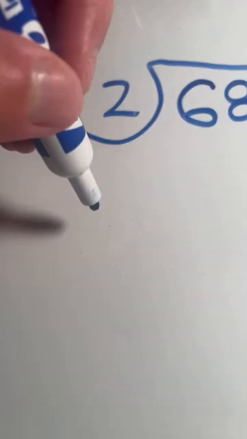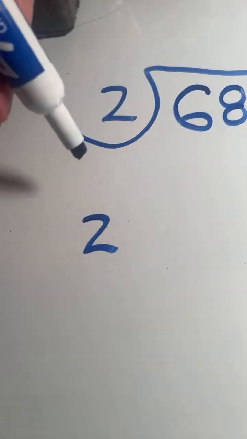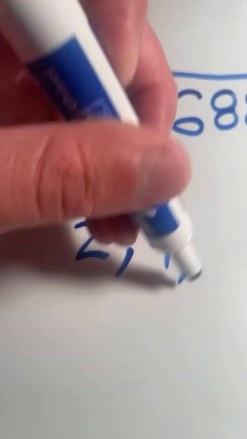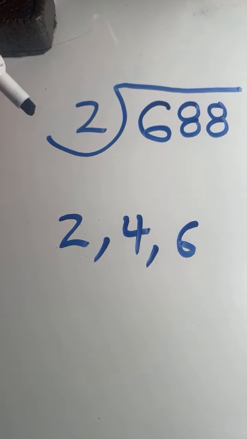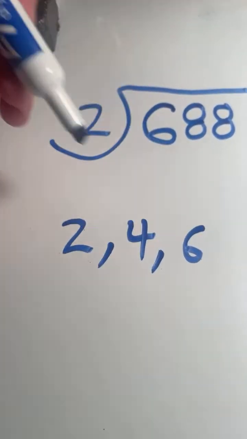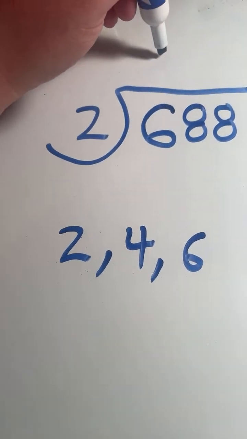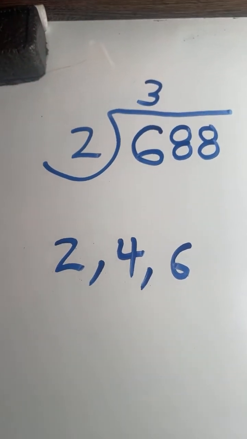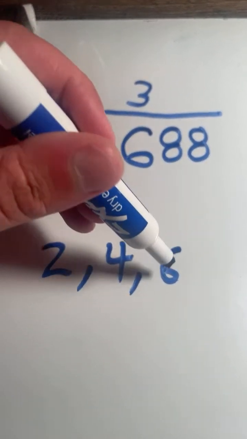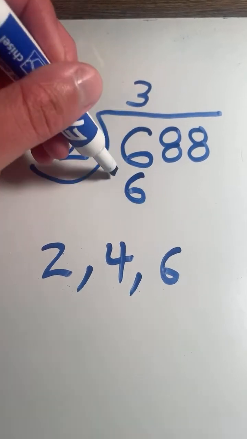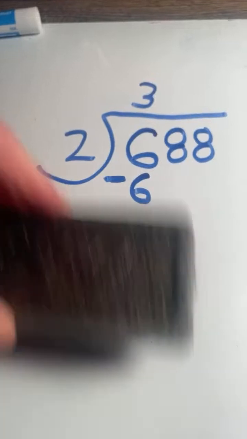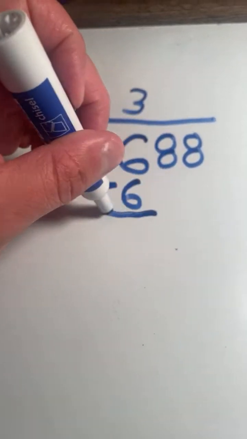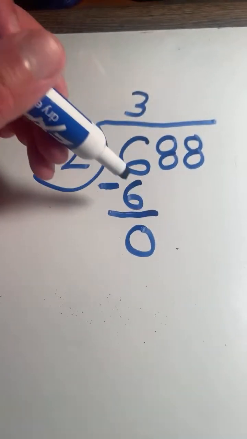So we're going to figure out how many groups of 2 go into 6. 2, 4, 6. So we were able to get 3 groups of 2 in 6. 2 goes into 6 3 times. 6 divided by 2 equals 3. We ended up landing right on the number. So 6 is what we subtract. 6 minus 6 equals 0.